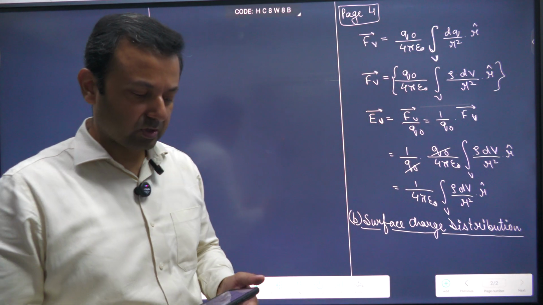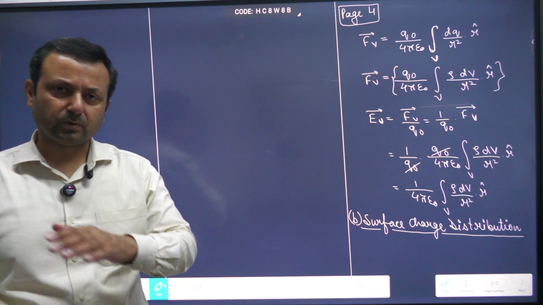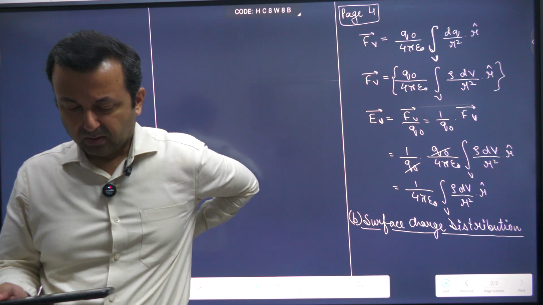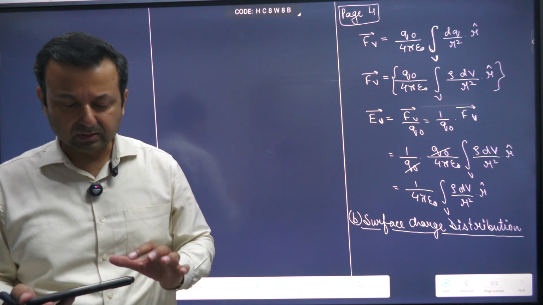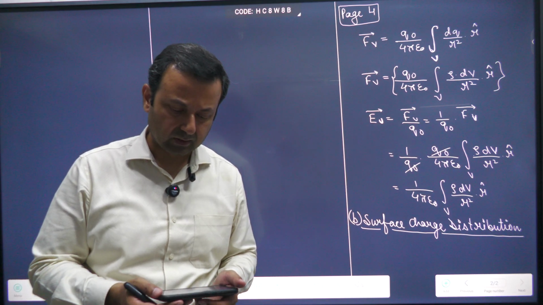It is a charge distribution spread over a two-dimensional surface S in space. This is a charge distribution which is spread over a surface. We define the surface charge density at any point on this surface as the charge per unit area at that point.